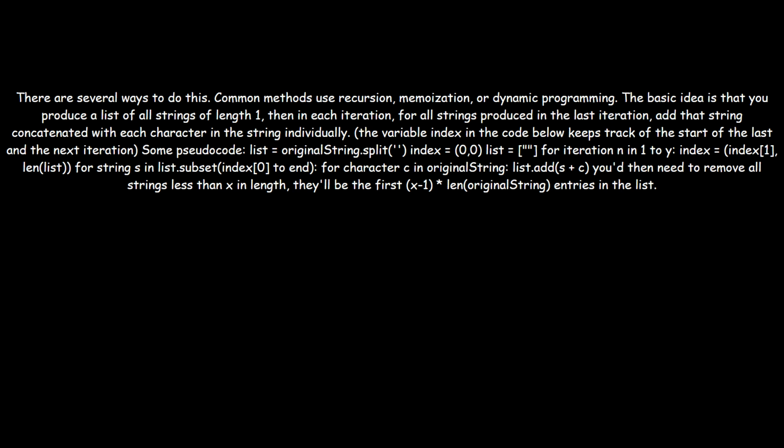Some pseudocode. List equals original string, split; index equals 0, 0; list equals empty; for iteration n in 1 to y, index equals index, 1, len list; for string s in list subset index 0 to end, for character c in original string, list add s plus c. You'd then need to remove all strings less than x in length. They'll be the first x minus 1 times len of original string entries in the list.